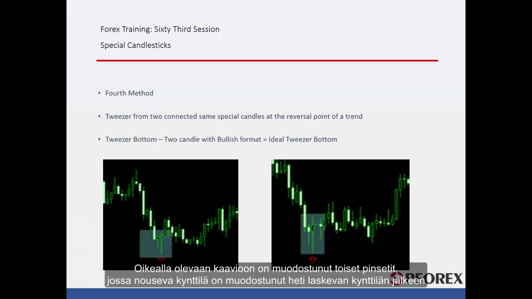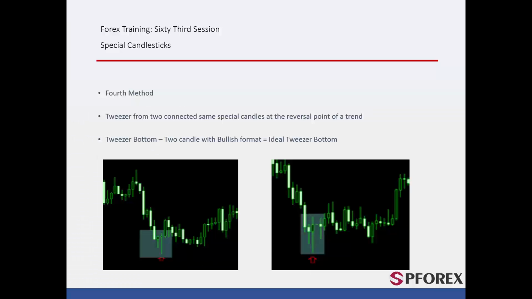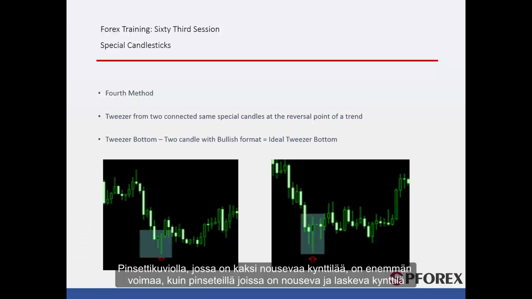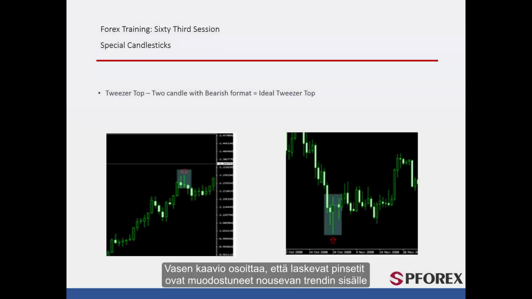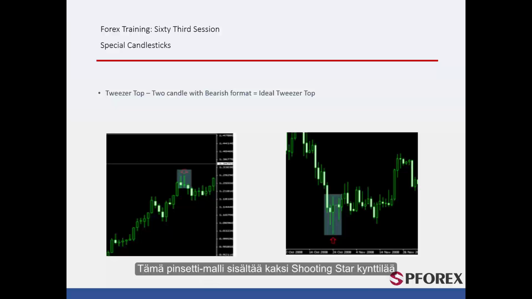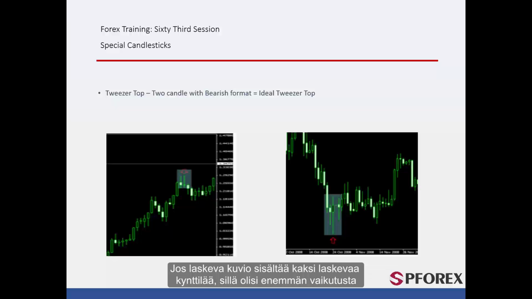On the right graph, another tweezers has formed, in which a bullish candle formed just after a bearish candle. Tweezer patterns with two bullish candles have more power than tweezers with a bullish and a bearish candle. The left graph shows that a bearish tweezers pattern formed inside an upward trend. This tweezers pattern includes two shooting star candles. If a bearish pattern includes two bearish candles, it would have more power.